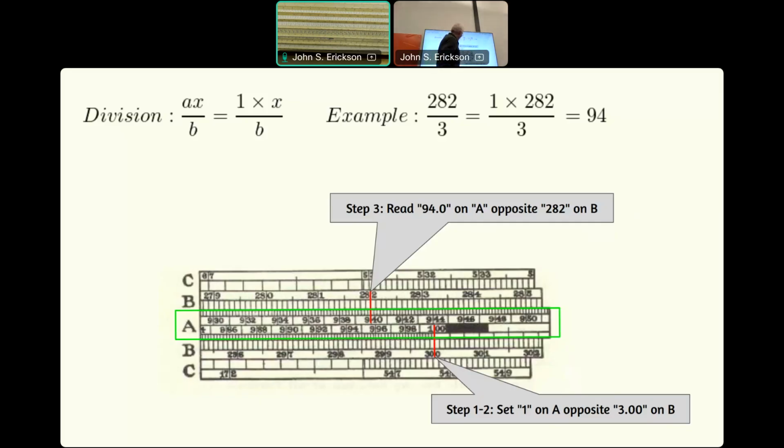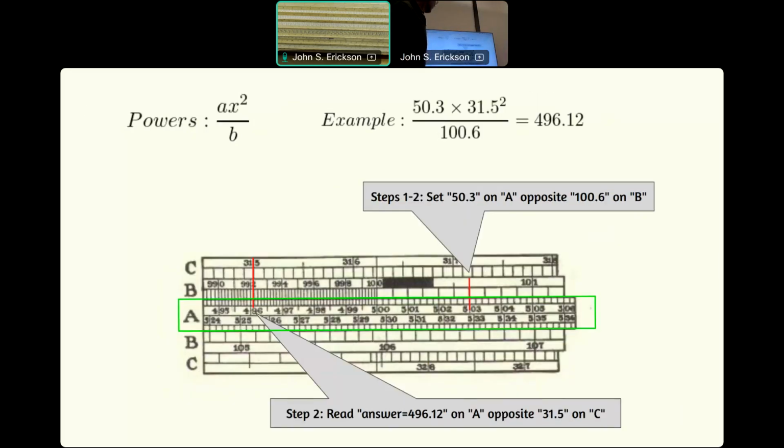So in this world of calculations, you just had to naturally keep track of your decimal places. You had to have an awareness of numbers.